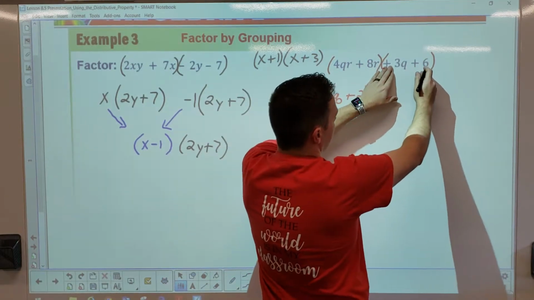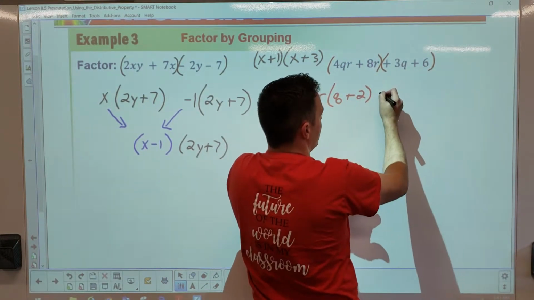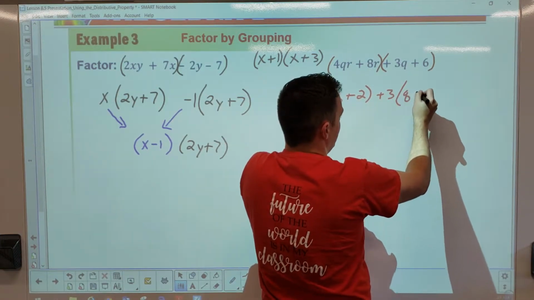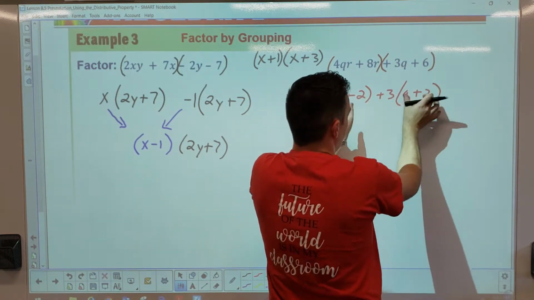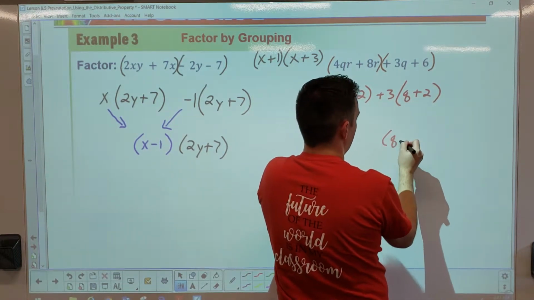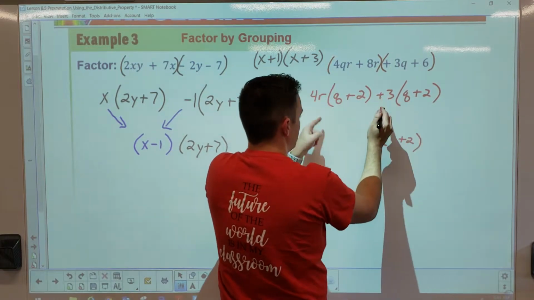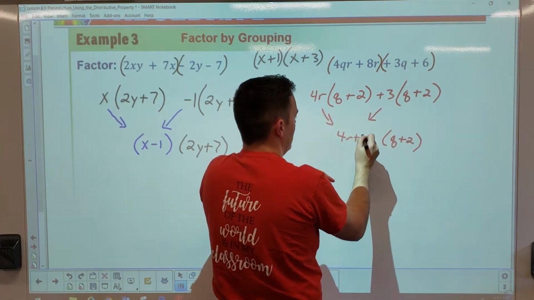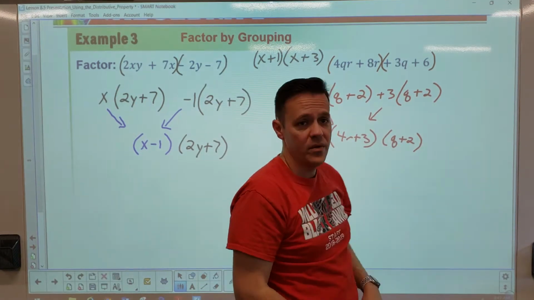And then on this one, what can you factor out? Well, you can only really factor out a positive 3. And if you did that, you'd have Q plus 2. Same boat. The pieces together, they're the same. You drop it down to here. And then this would come down here together, 4R plus 3. So there we go. We factored that one as well.